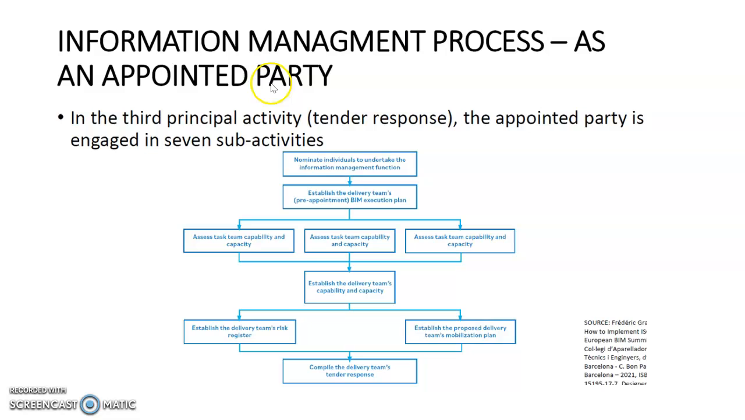The appointed party will need to nominate individuals to undertake the information management function. He will need to establish the delivery team's BIM execution plan, assess the task team capability and capacity, and then establish the delivery team's capability and capacity, and establish the delivery team's risk register. Establish the proposed delivery team's mobilization plan, and compile the delivery team's tender response.